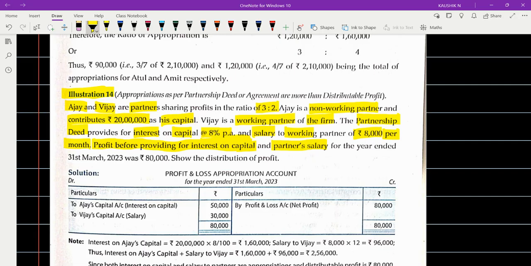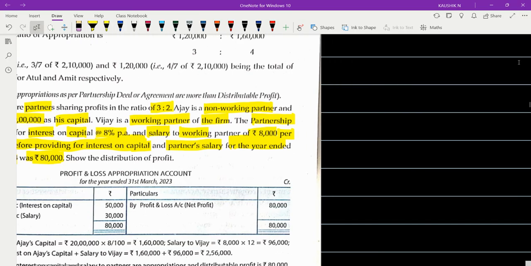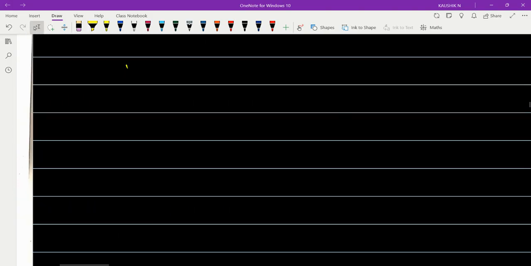So here also you could see the profit is before providing for interest on capital and partner salary for the year ended 31st of March 23, which was rupees 80,000. So which means we have got profits. We are asked to show a distribution of profit. So first, let us do some working notes.